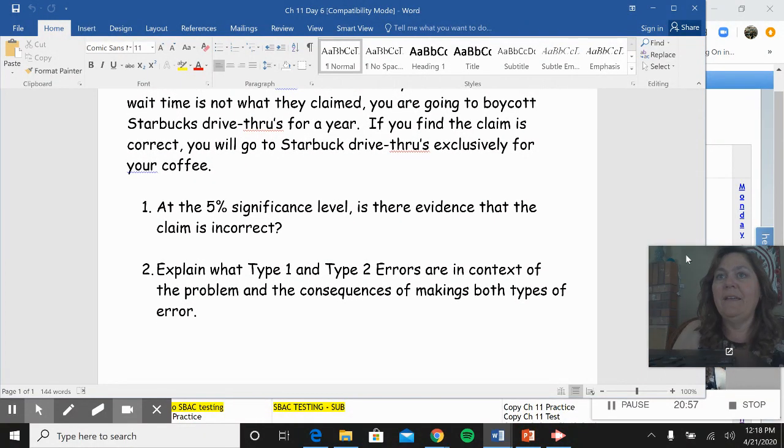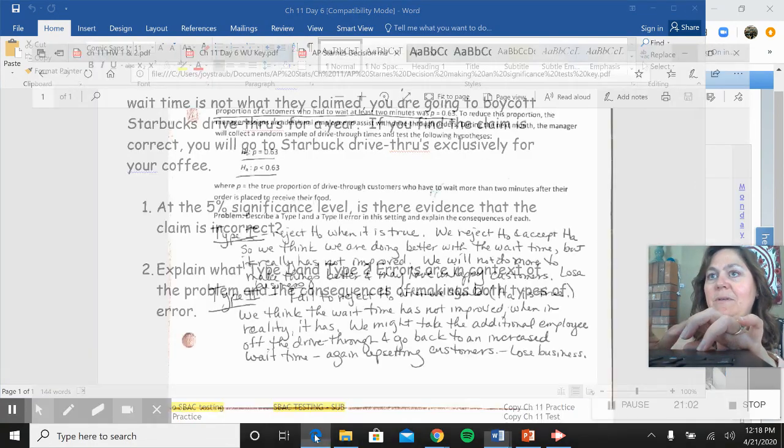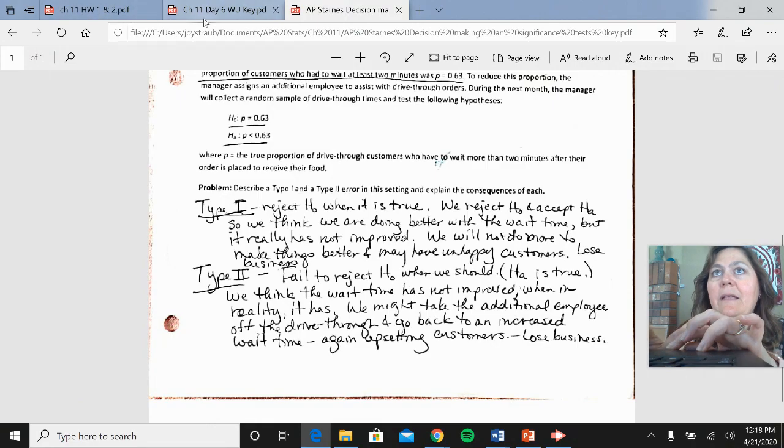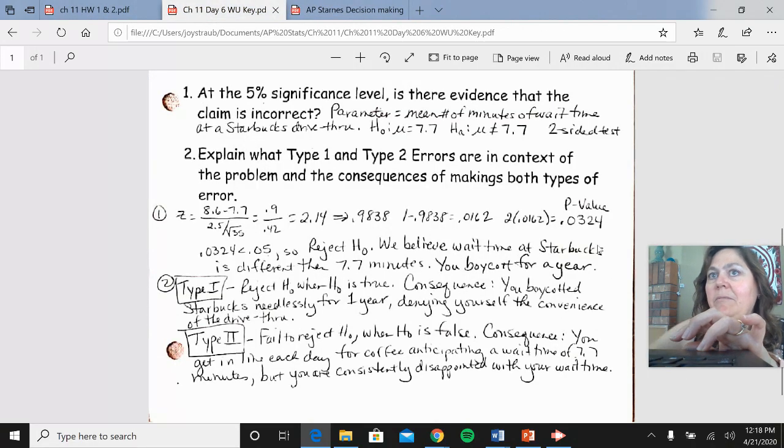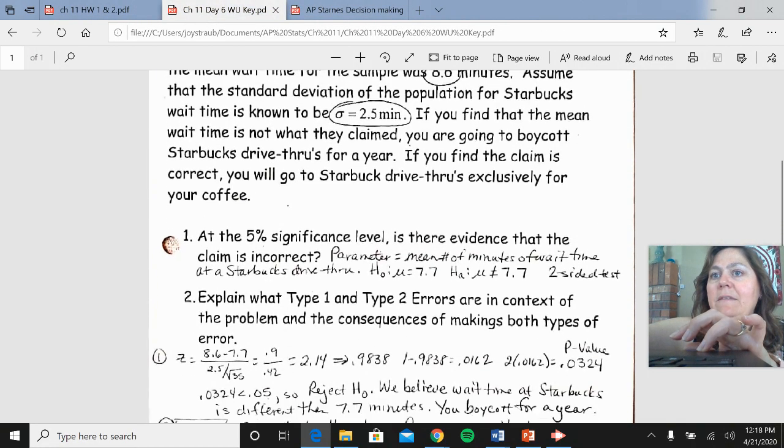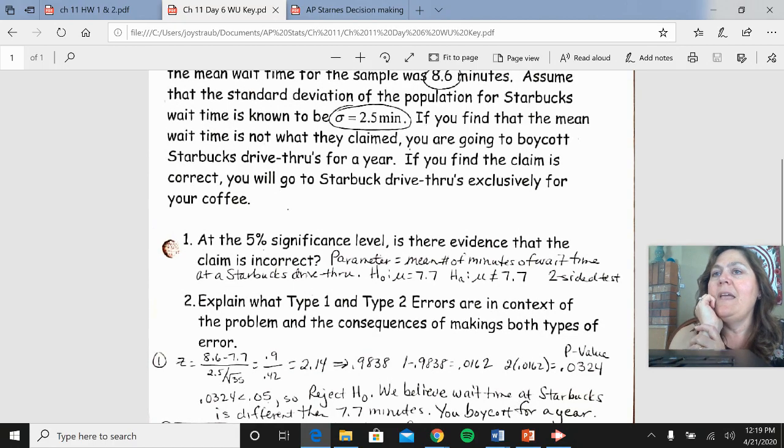All right, hopefully you've completed that. Maybe what I need to do, though, is pull up this. There we go. Our parameter is the mean number of minutes of time that it, let's see, what is it? At Starbucks drive-through. And there's your H0 and your Ha that didn't give a direction. So we did a two-sided test.